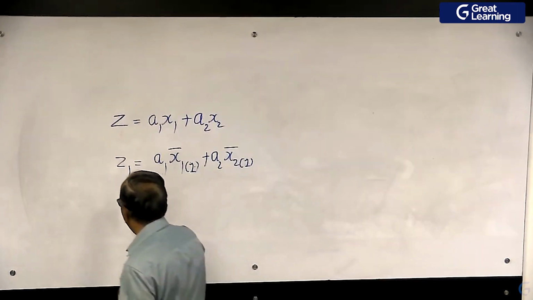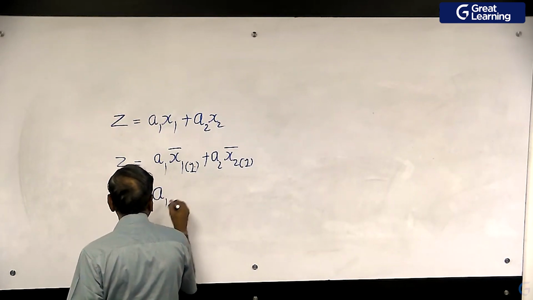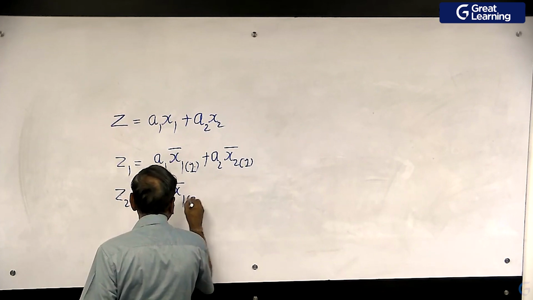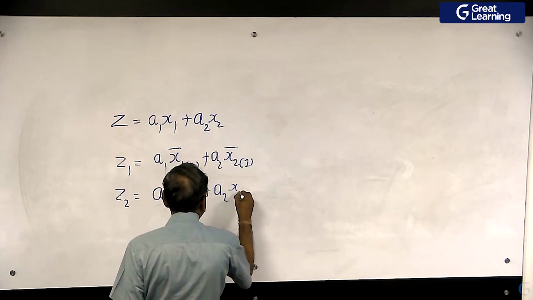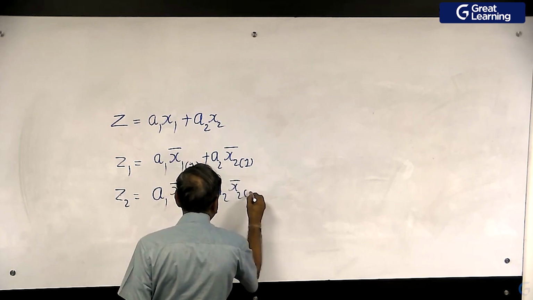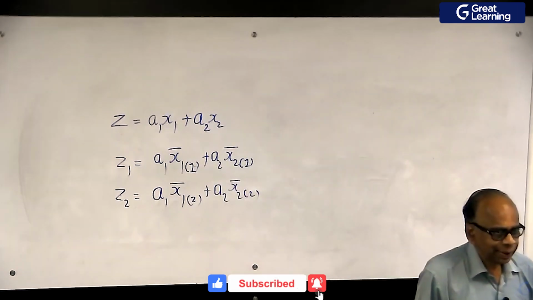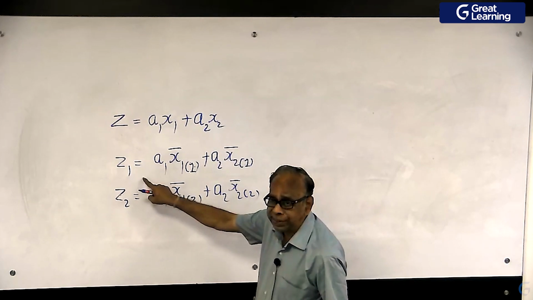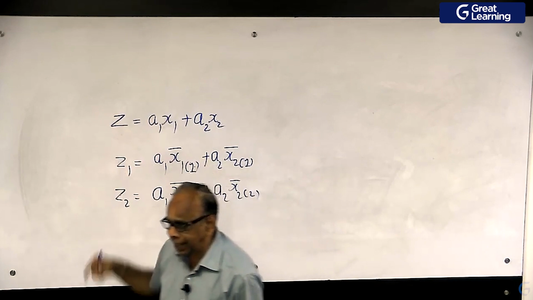Then Z2 will be A1 times X1 bar group 2 plus A2 times X2 bar group 2. Am I right? Now Fisher says the group centroid, this is the score Z1, which I apply the mean, which I can calculate in Excel.